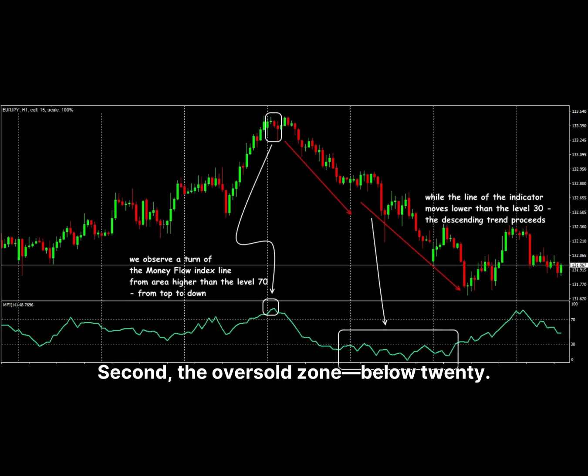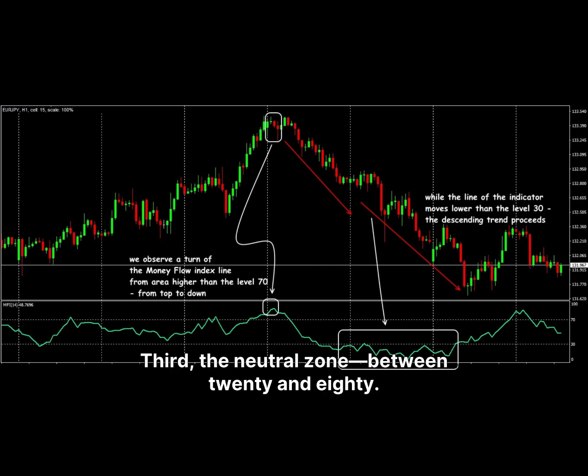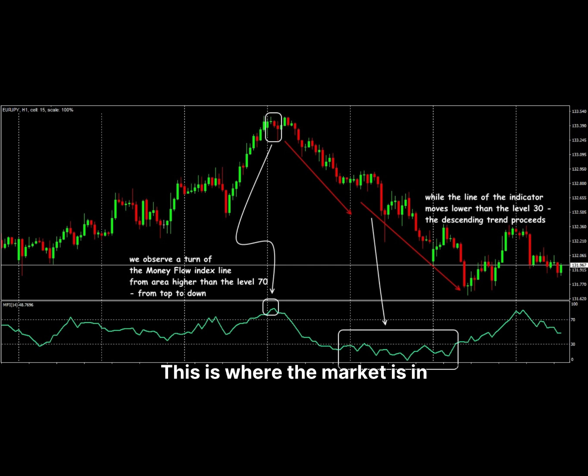Second, the oversold zone, below 20. When the MFI drops below 20, excessive selling pressure has driven the price down. This could signal a potential bounce or reversal to the upside. Third, the neutral zone, between 20 and 80. This is where the market is in balance, and we typically wait for clearer signals before entering trades.